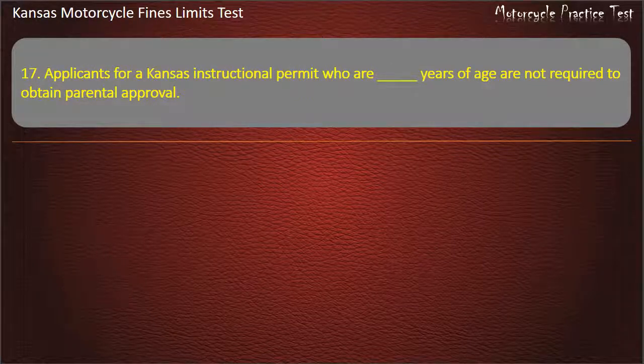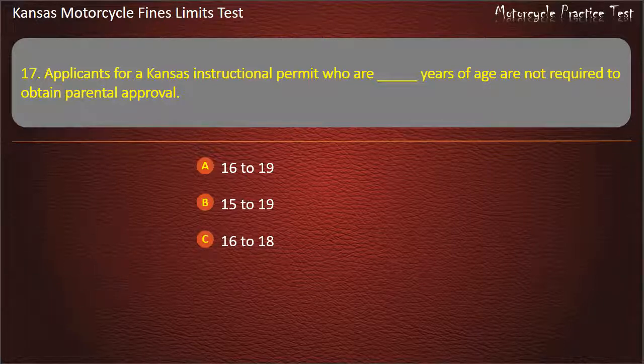Question 17. Applicants for a Kansas instructional permit who are years of age are not required to obtain parental approval. 16 to 19. 15 to 19. 16 to 18. 17 to 18. Answer: 17 to 18.